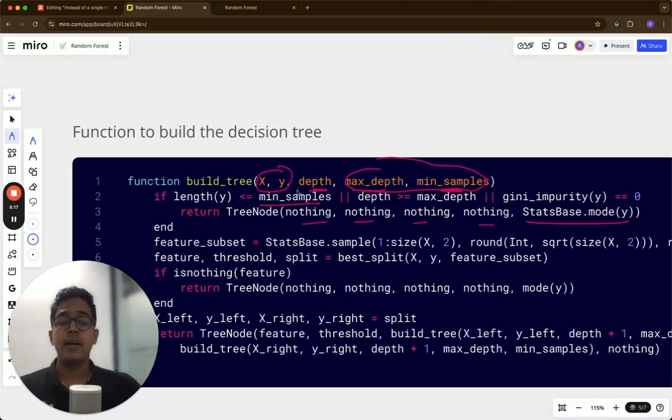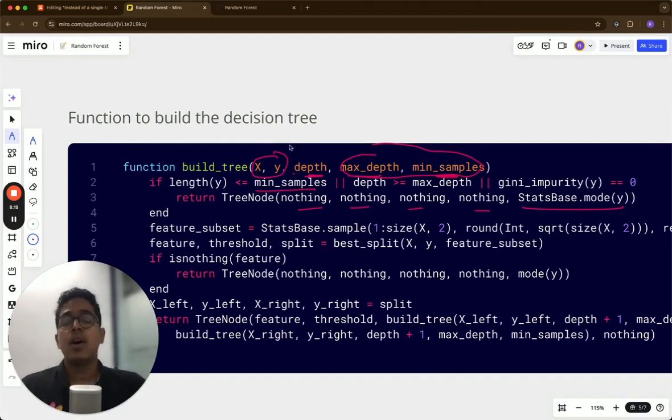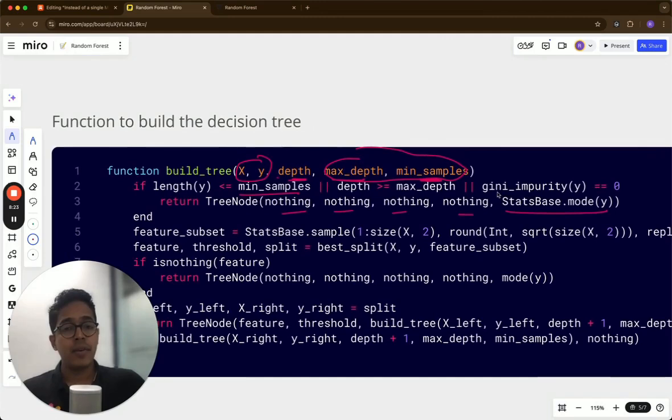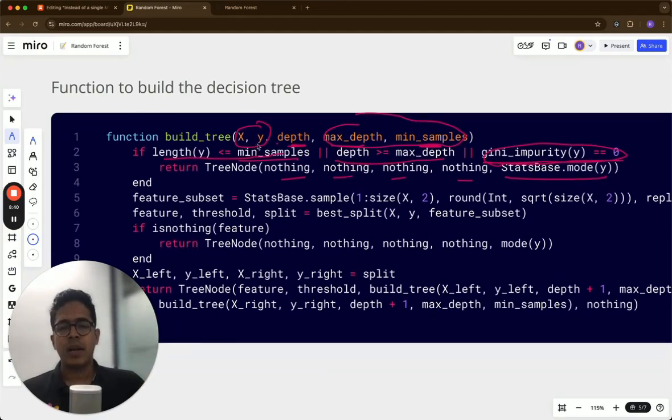But what if the maximum depth has not been reached, or if you are not at a leaf node? Because if you were at a leaf node, this Gini impurity will also be 0. So either your number of samples is so small, or you have exceeded the maximum depth, or your Gini impurity is 0. In all of these cases, you return the node as if it's a leaf node. Otherwise, you go on to calculate the left and right split.